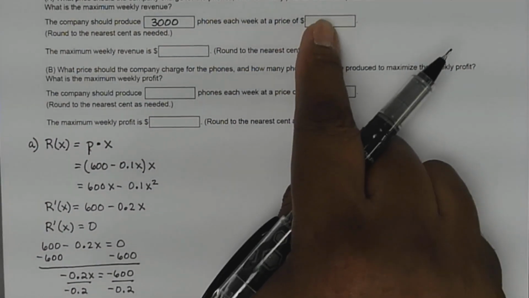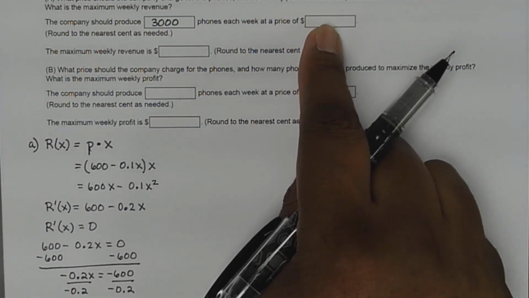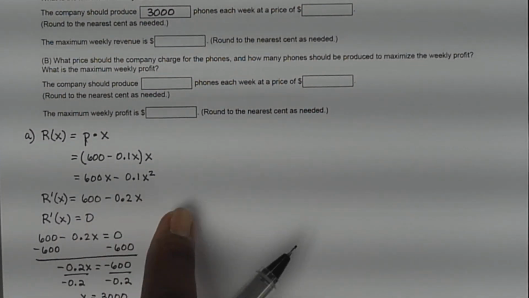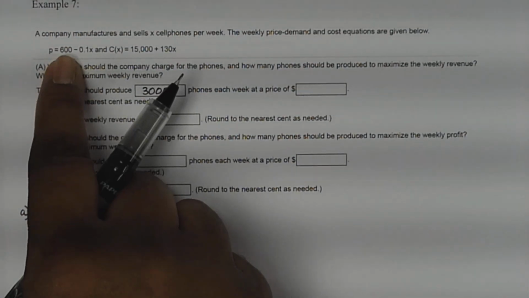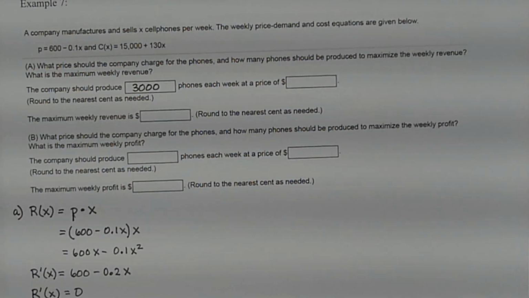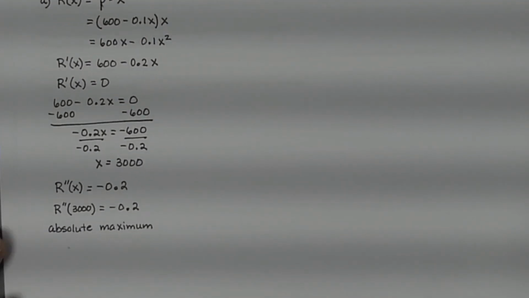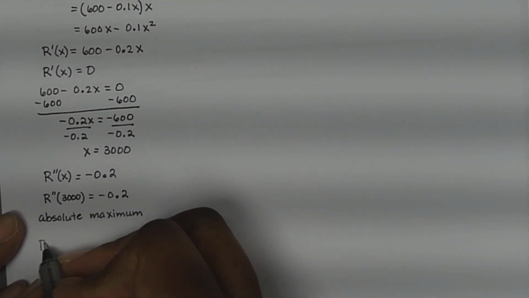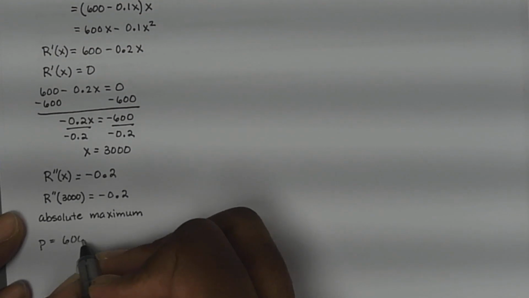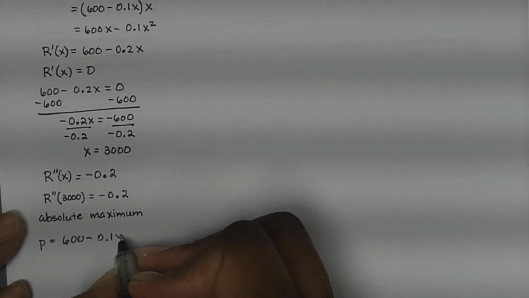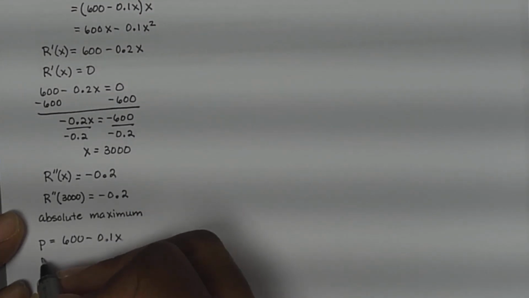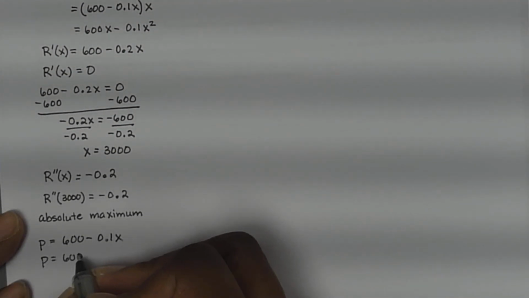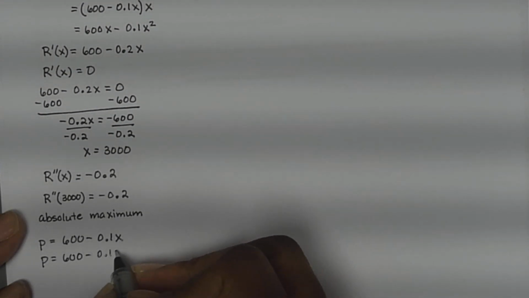So now the other part of that is what would be the price? All right, our price function was up here. 600 minus 0.1x. And I'll go and rewrite that down here. P is equal to 600 minus 0.1x. And here that x was 3,000, so we'll do P is equal to 600 minus 0.1 times 3,000.